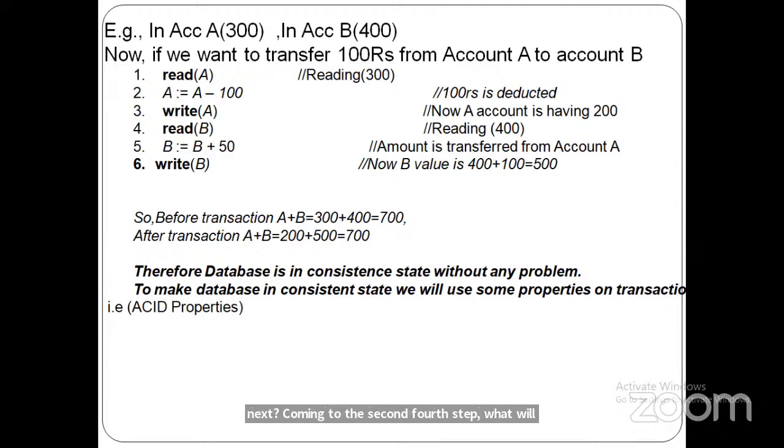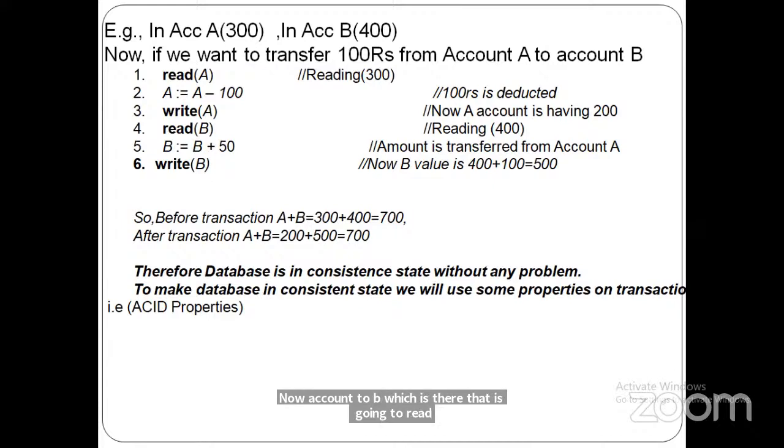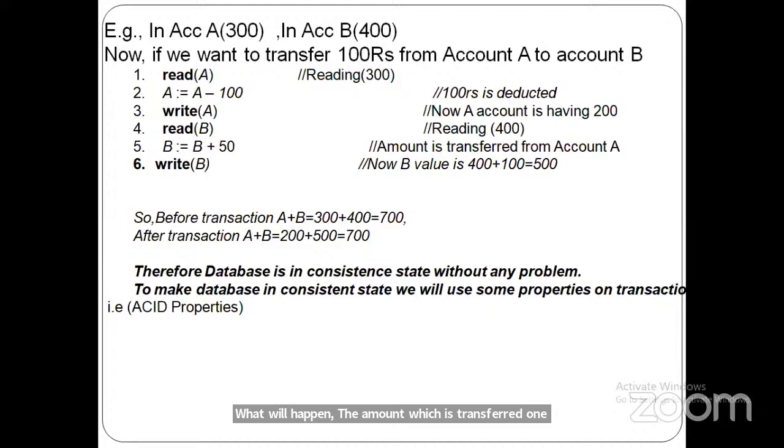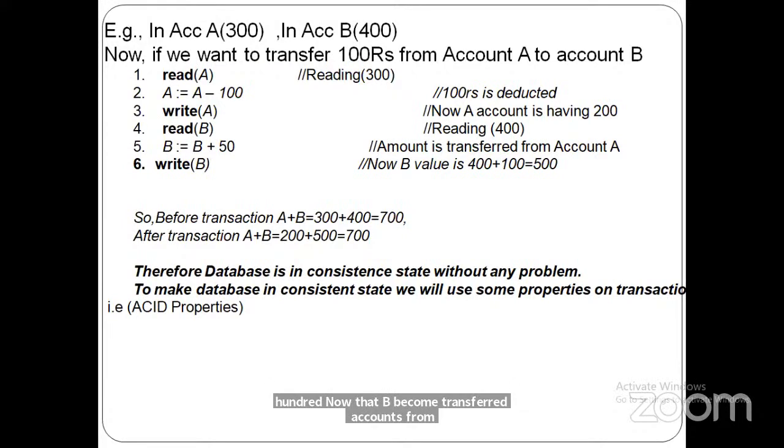Now, account B is going to read 400. Next, after reading 400, what will happen? The amount transferred, 100, is added, so B becomes the transferred account from A to B. So now write B is nothing but the remaining value it is going to display. So this is the transaction concept.